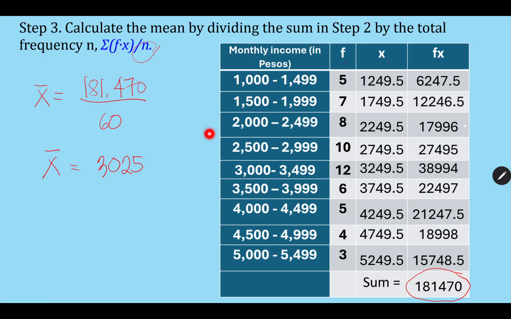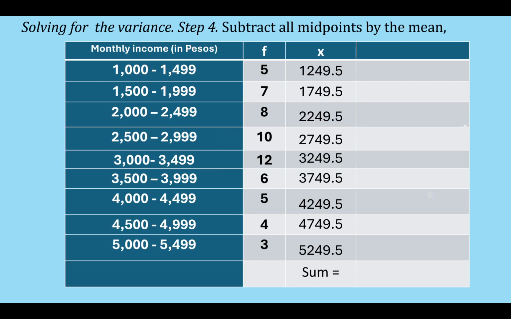3,025. Now, after solving for the mean, then we're now going to proceed with finding the variance. Now, please take note that the mean is very, very important, because if the mean is wrong, then the next steps would also be wrong. Okay, so we go to step number 4, which is to subtract all midpoints by the mean.